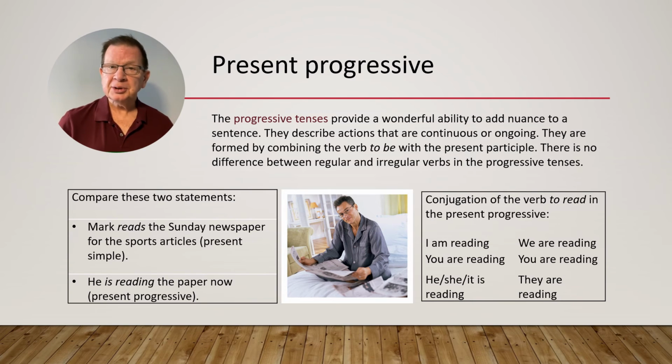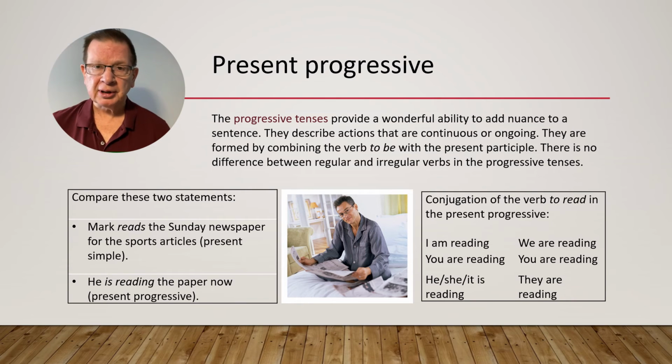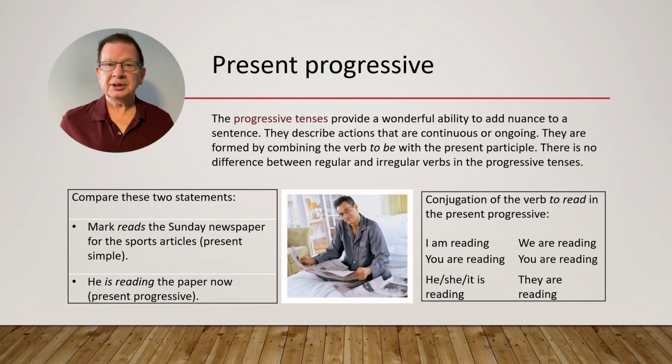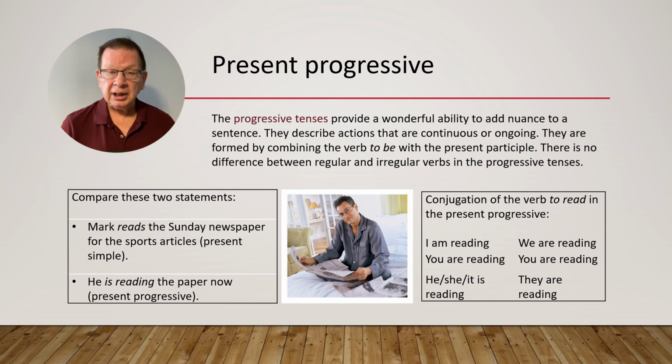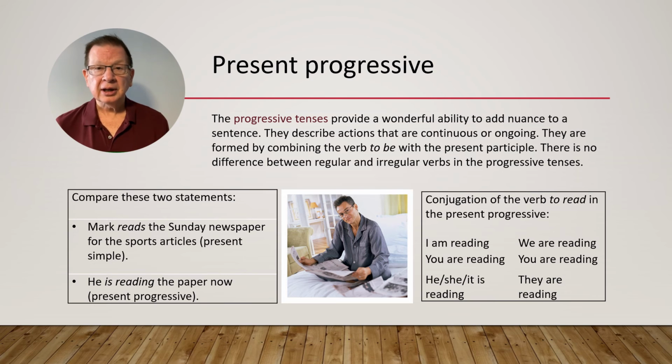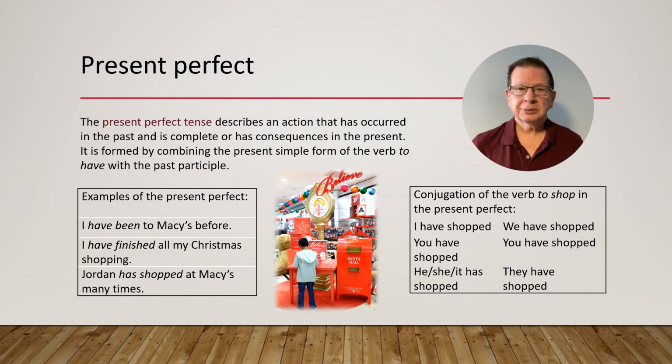Let's compare these two statements. Mark reads the Sunday newspaper for the sports articles. This is the present simple tense. He is reading the paper now. This is the present progressive tense. Here is the conjugation of the verb to read in the present progressive. I am reading, you are reading, he, she, it is reading, we are reading, you are reading, they are reading.